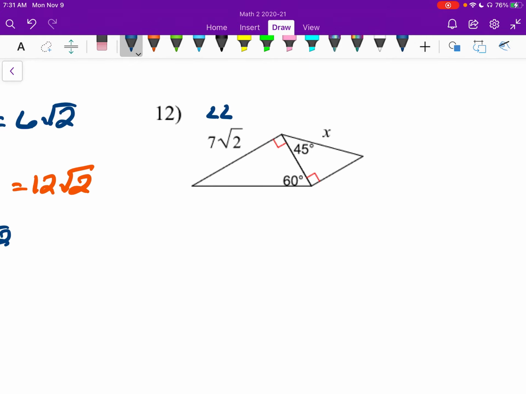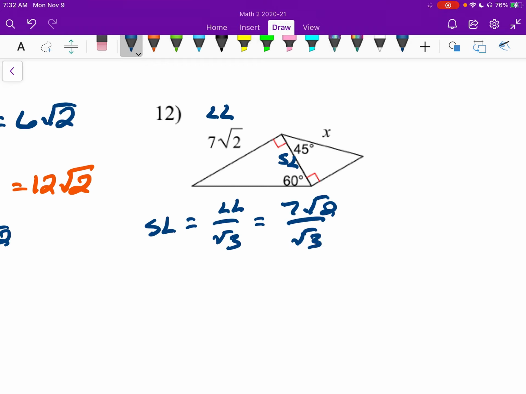All right. And number 12. This is our long leg, short leg. So our short leg is equal to the long leg over root 3. So 7 root 2 over root 3. And because we're not able to cancel those roots out, I'm just going to leave them as is.